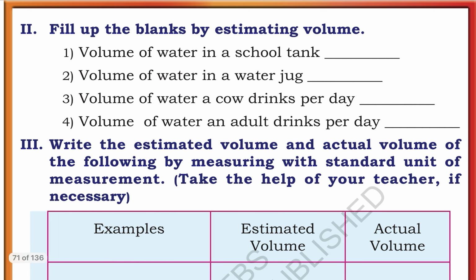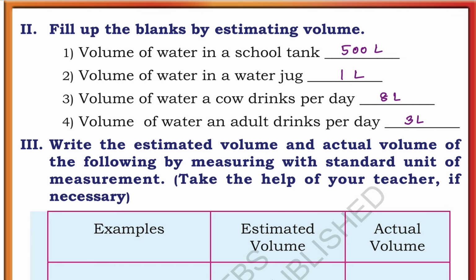Fill up the blanks by estimating volume. Volume of water in the school tank. If your school has a water tank, you have to estimate a value for it. Maybe we can estimate 500 liter. Volume of water in a water jug, 1 liter. Volume of water a cow drinks per day. How many liters a cow drinks per day? You can estimate 8 liters. Volume of water an adult drinks per day, 3 liter.